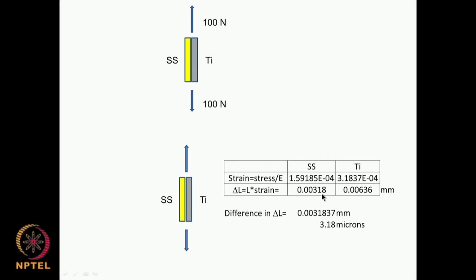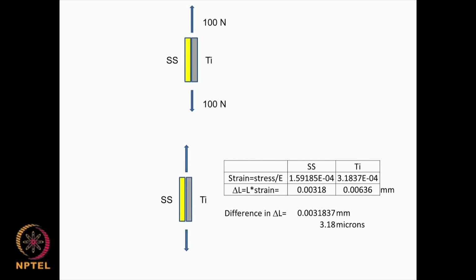Stainless steel will undergo 0.003 elongation because it has a higher modulus of 200 gigapascal, whereas titanium has 100 gigapascal as its modulus. So, it will undergo 0.00636. So, there is a difference in how these two materials will elongate, although this is a single biomaterial which contains both of these. This difference, if I subtract, is almost 3.18 microns.